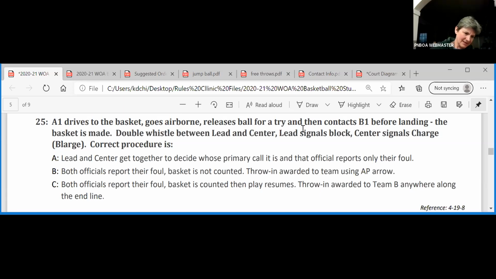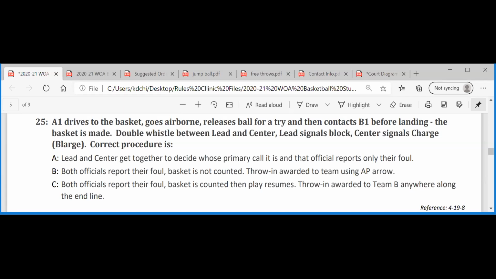Yeah, I was a little bit stuck on this one. Go ahead. Take a guess. I think I would guess A, just to go over it and make sure that you saw the same thing, but I'm not sure. Okay. I will tell you that the lead and the center will get together. But that's all I'm going to tell you.